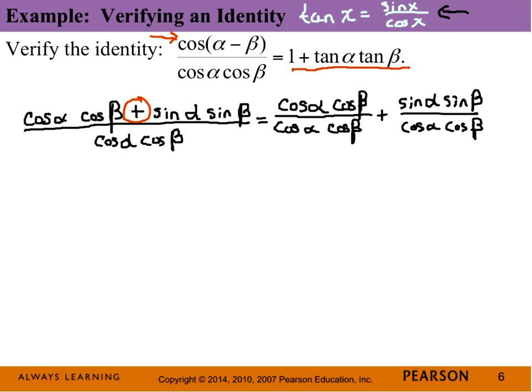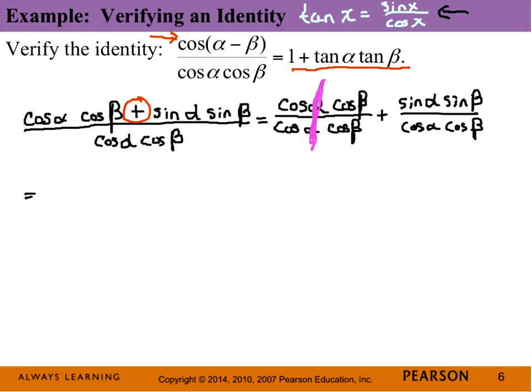So now I'm sure it's pretty evident why I say you kind of have to be clever with these, and sometimes these things don't just jump out at you. You may try one thing and it doesn't work, and you've got to come back to the drawing board and try something new. So the good news is this entire first fraction, I've got the cosine of alpha times the cosine of beta divided by cosine alpha times cosine beta. That whole thing is just one. That's something being divided by itself.